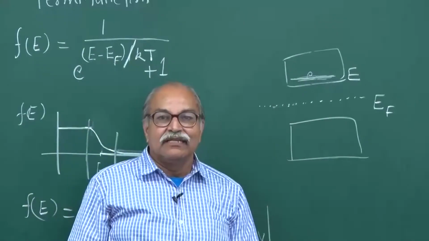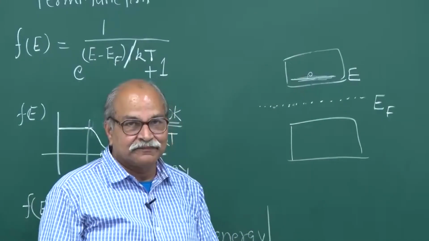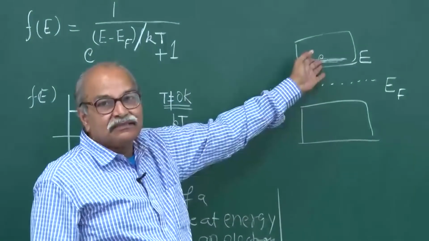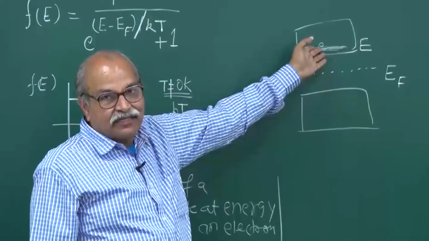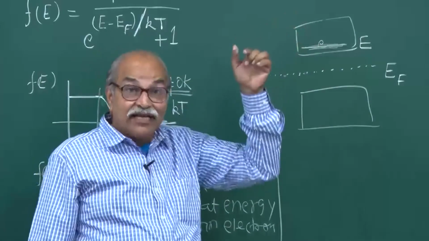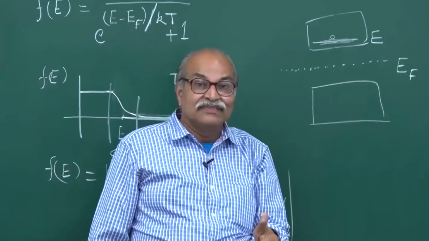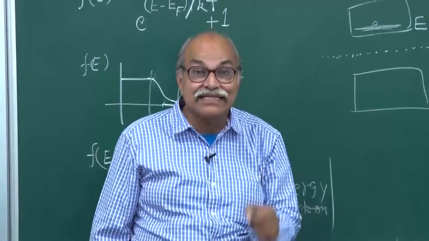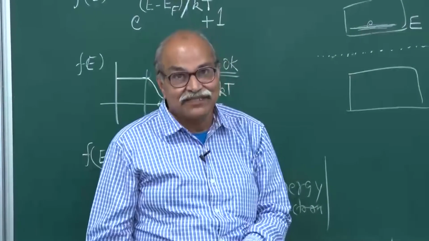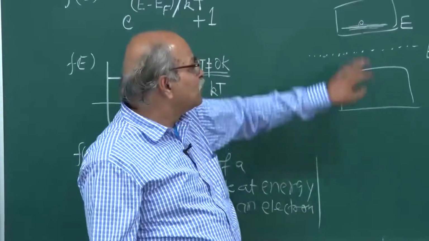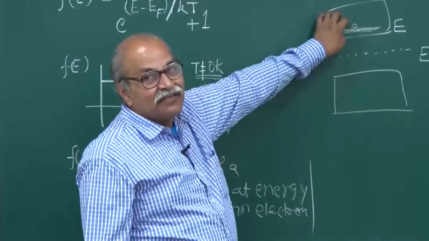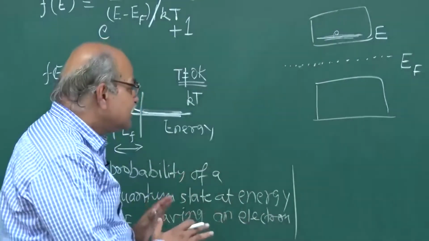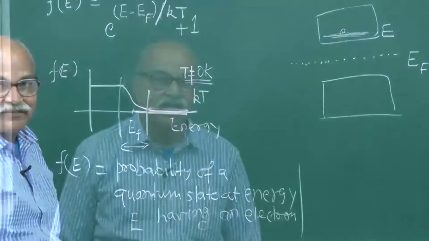And obviously, the larger the temperature, the more electrons there will be in the conduction band, and therefore the resistance of a semiconductor decreases as you raise the temperature, because you have a larger number of electron-hole pairs. So, that is about intrinsic semiconductors.